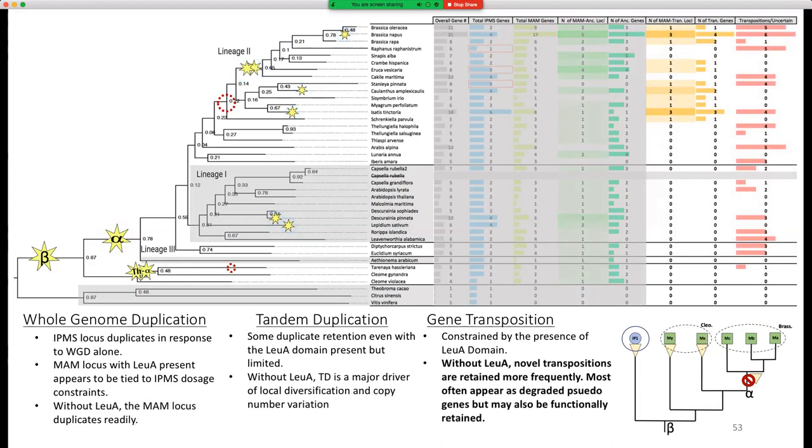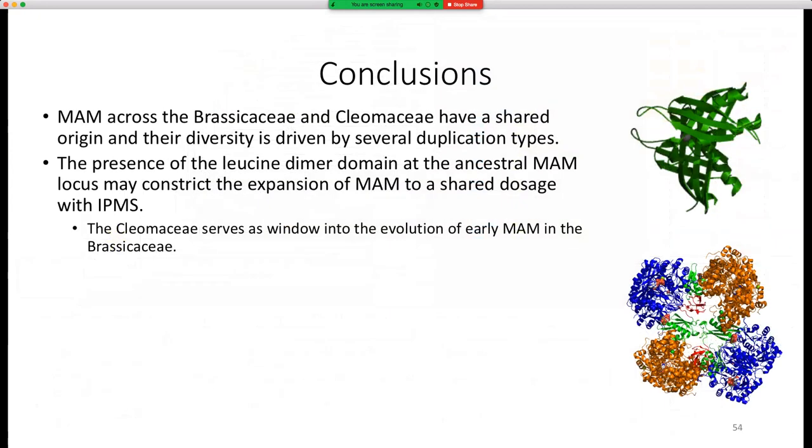Without the leucine domain, novel transpositions are retained more frequently, both pseudogenes as well as functional conserved genes, and the strongest example is of this whole locus that has a shared syntenic origin. We think there are probably more of these types of syntenic clusters. We just didn't have the sampling in lineage 3 to see that.